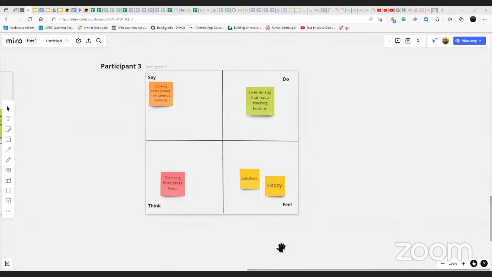Okay, so let's move on. I think I've talked about the empathy map, so let's move to the next thing. So what do we move to? You do your user research and then your empathy map. So the flow, yeah.